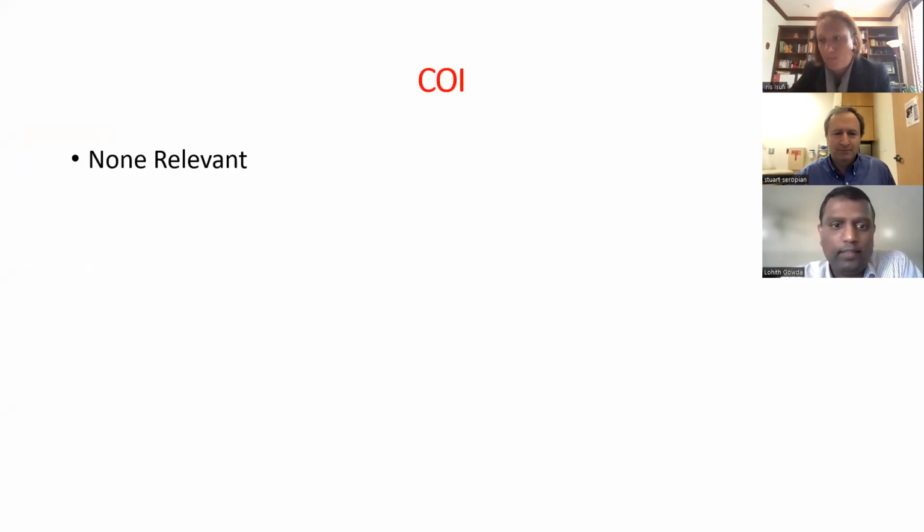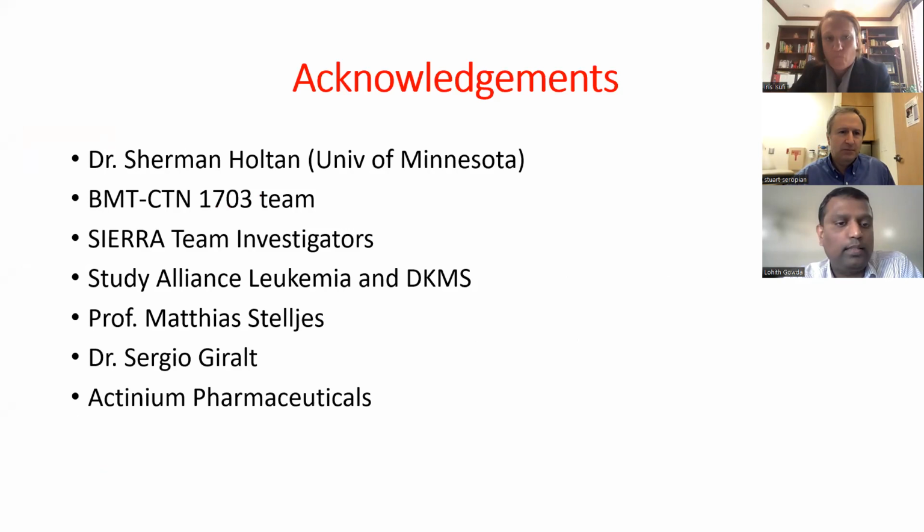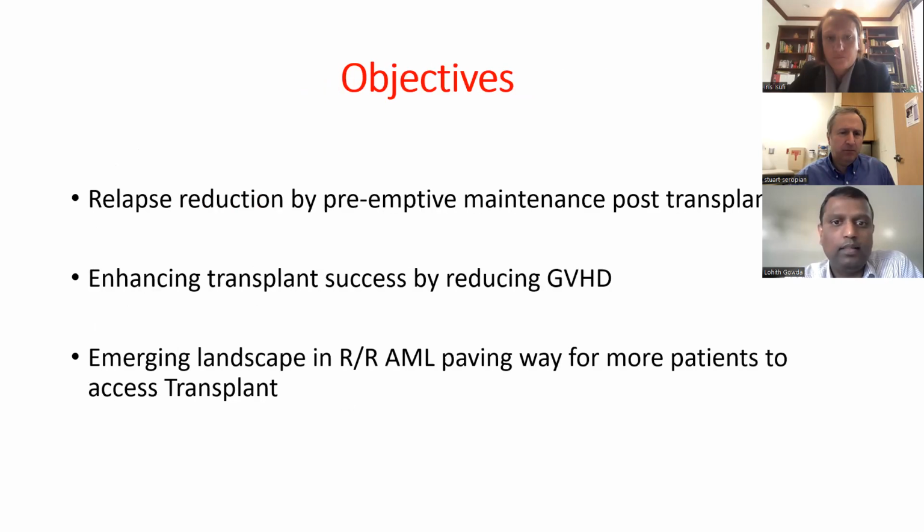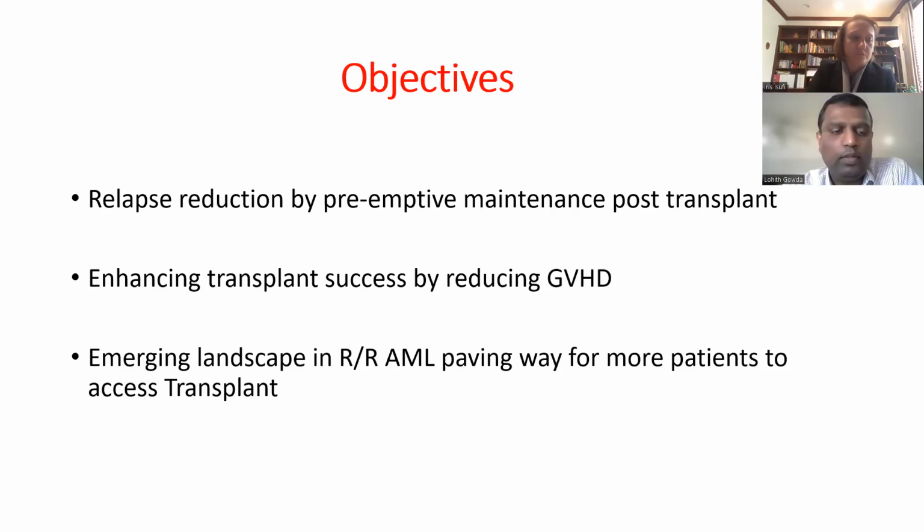No conflicts of interest. Here are my acknowledgements from the study investigators, the study groups, and different individuals who've shared their slides. The main objective of today's talk is largely clubbed under three main headings. As we all know, allogeneic transplantation has a 70-year track record of cure, but relapses do happen. So I'm going to present you some data about the role of preemptive maintenance post-transplant.